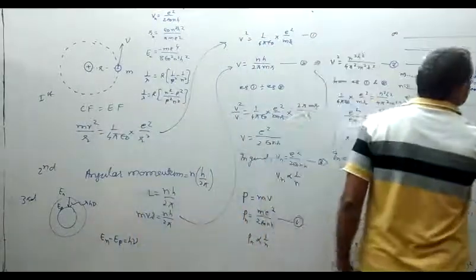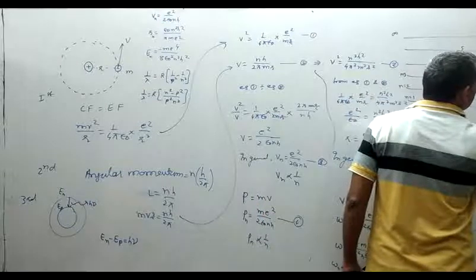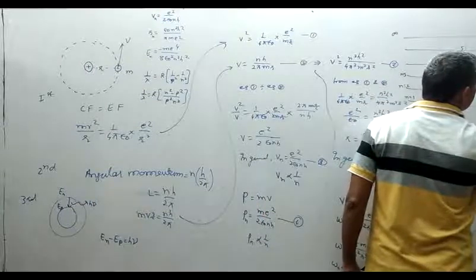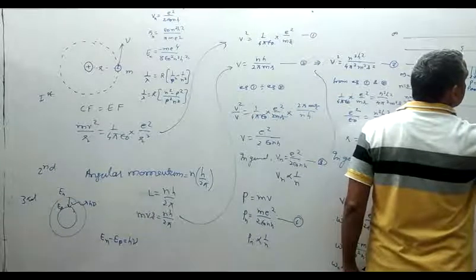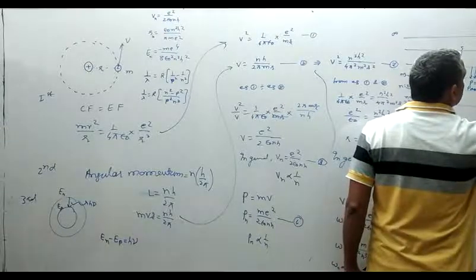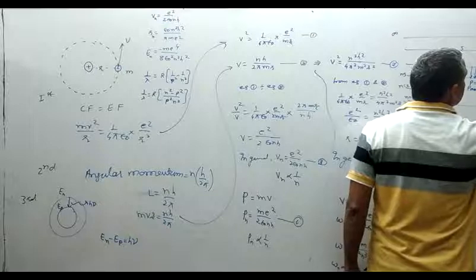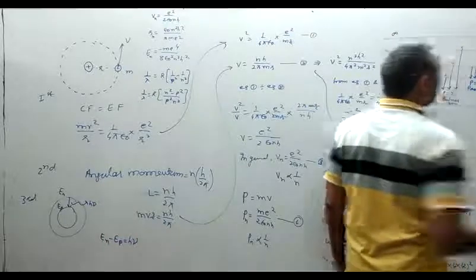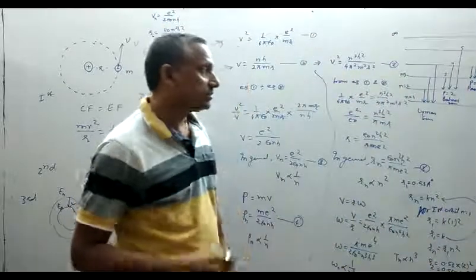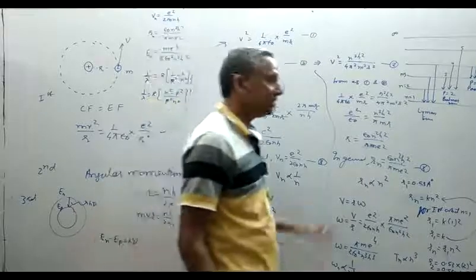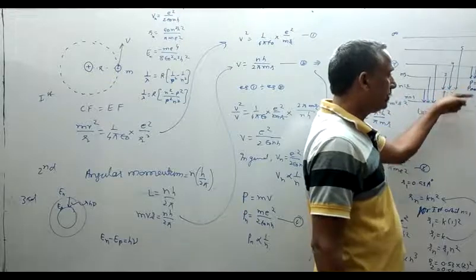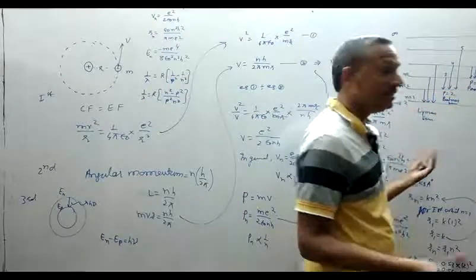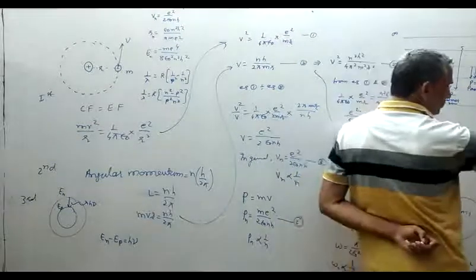So E2 is equal to minus 13.6 upon 2 square, E3 is minus 13.6 upon 3 square, E4 is minus 13.6 upon 4 square. There are different energies and we can calculate them. Different types of objective questions may be asked. When an electron jumps from the second orbit to the first orbit, how much energy is released? So we know the value.